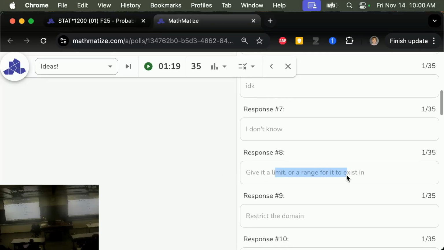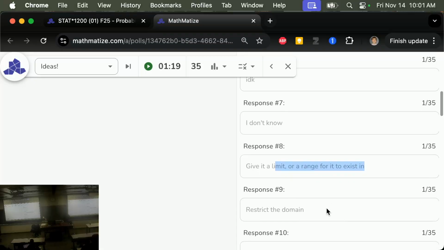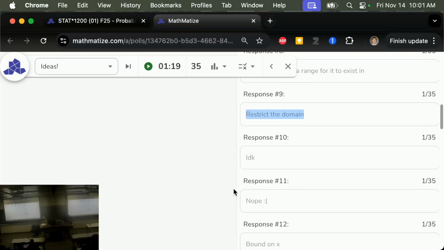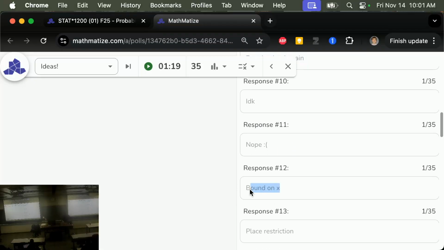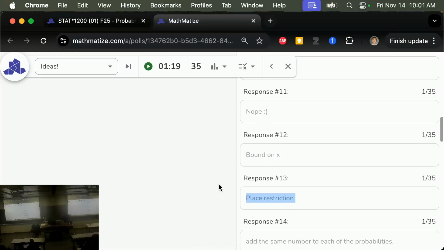Give it a range. That's right. Not only is it in a range, it's in the range 1 to n, and the problem is that n is getting bigger and bigger. So we want to make sure the range is not getting bigger and bigger. We want the range to be some fixed amount. Restrict the domain, same idea. Bound on x, yes. Very good. Some people are getting at the idea.